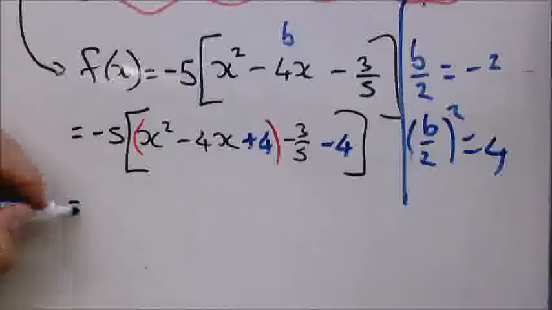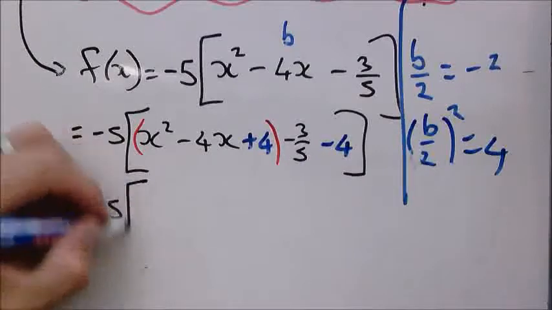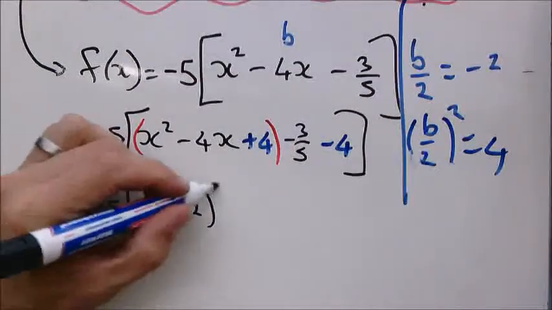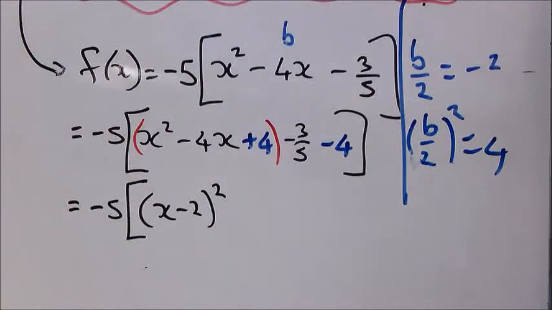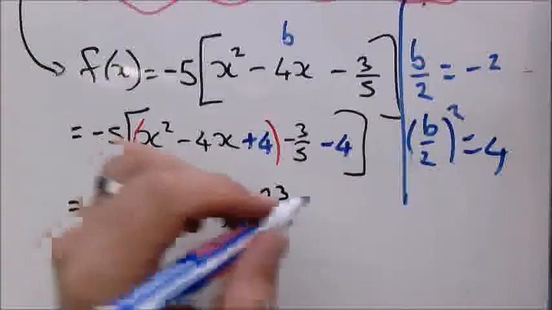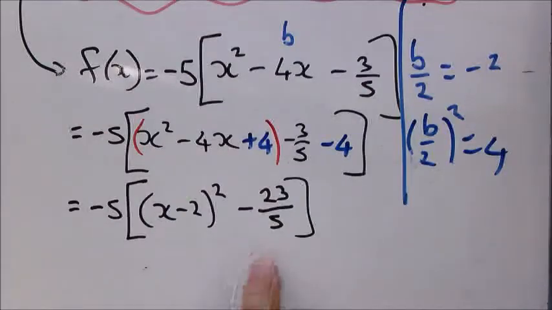Okay, now next step, negative 5, bracket, bracket. Now we can immediately write this as x minus 2 squared. Okay, then minus 3 over 5 minus 4 is minus 23 over 5. And it's to your benefit to keep this as an improper fraction. Please do not write this as a mixed number. It's just going to confuse the whole process. Please write it as an improper fraction.